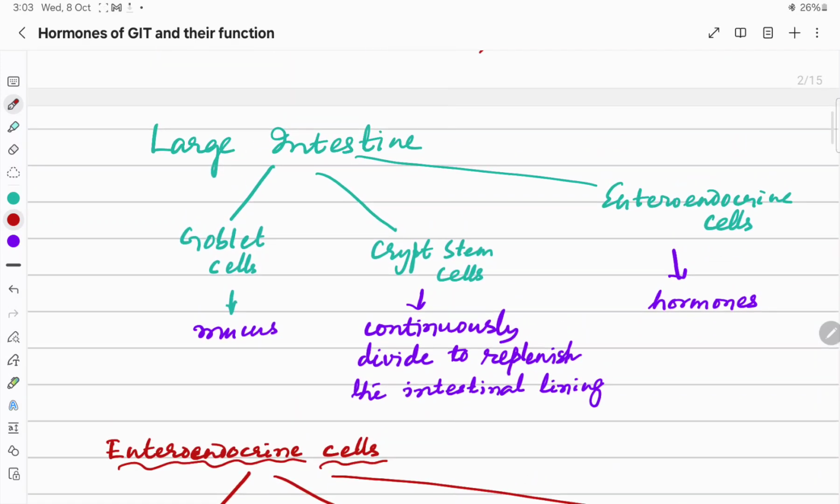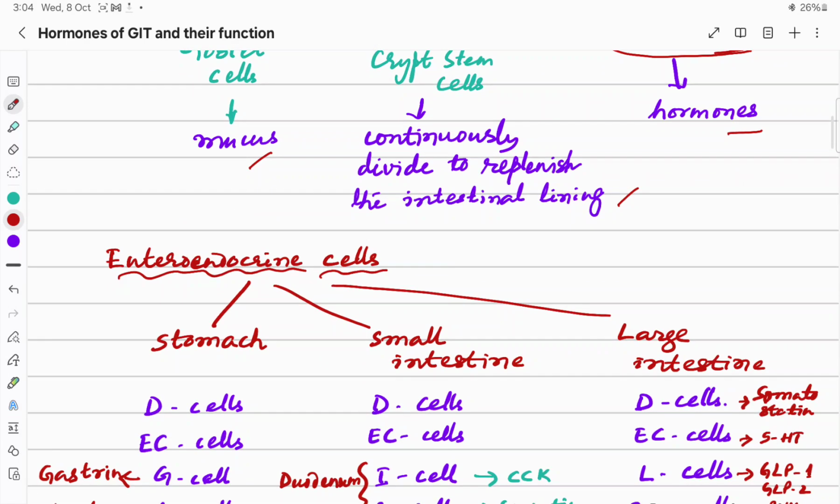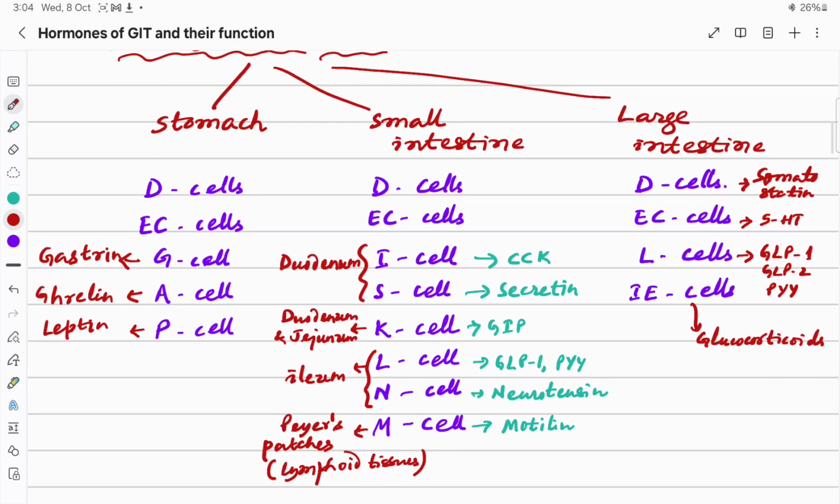Similarly, in the large intestine, goblet cells secrete mucus, stem cells continuously divide and replenish the intestinal lining, and enteroendocrine cells secrete hormones. So today our discussion is the enteroendocrine cells, which are present in the GIT, mainly in the stomach and intestine, and what are the different types of enteroendocrine cells, what they secrete and what is their function.